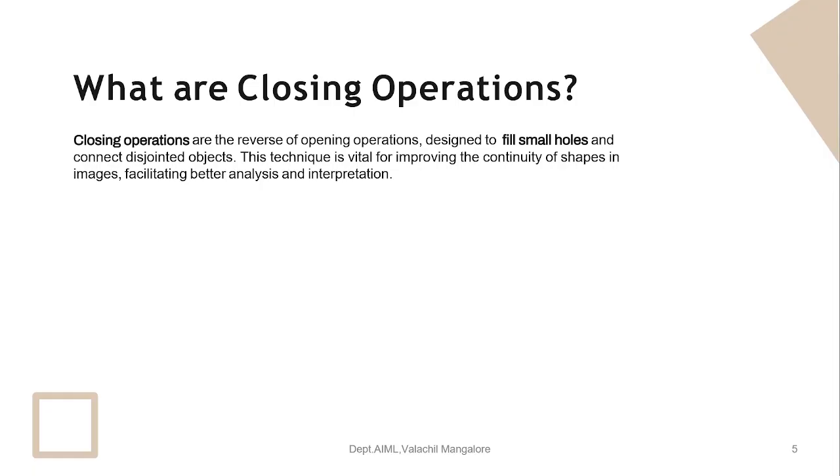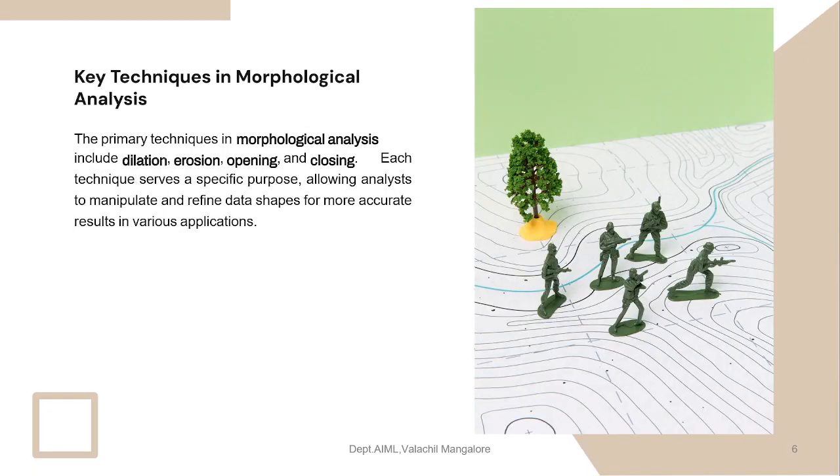For example, consider an image with broken or incomplete foreground regions. After applying closing, small holes within the objects are filled. Then disconnected parts of the objects are joined.